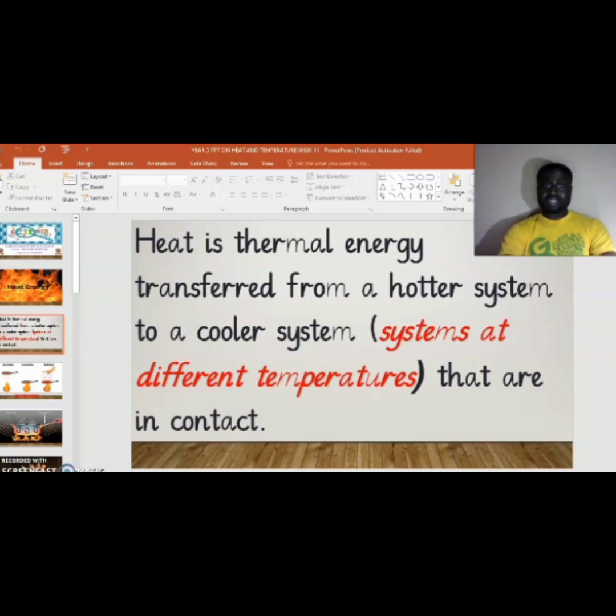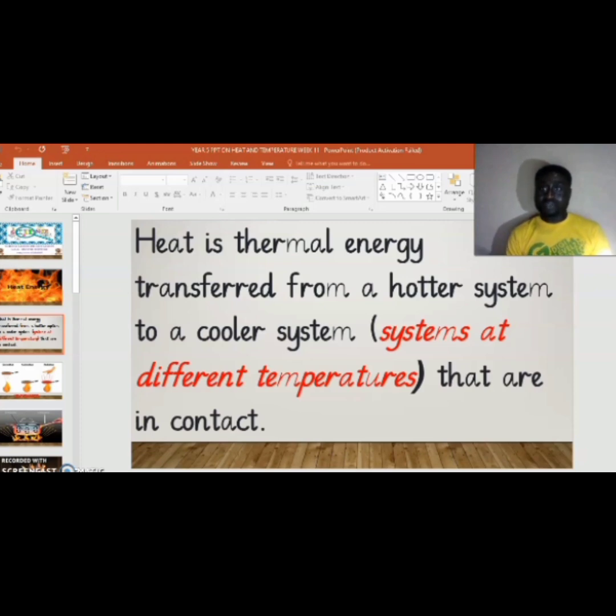Heat is thermal energy transferred from a hotter system to a cooler system. That is to say, there are systems at different temperatures that are in contact. So heat is actually a form of energy and we call it thermal energy. It is transferred from a hotter system to a cooler system, which means there must be a difference in temperature between the two bodies in contact that the transfer is taking place.